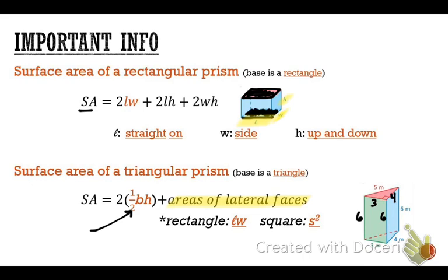Then there's two other things I want you to put down here just so you remember. The area of finding a rectangle is length times width, and the area of finding a square is always going to be S squared. So those are two formulas we're going to want to remember whenever we have lateral faces that are rectangles or squares.